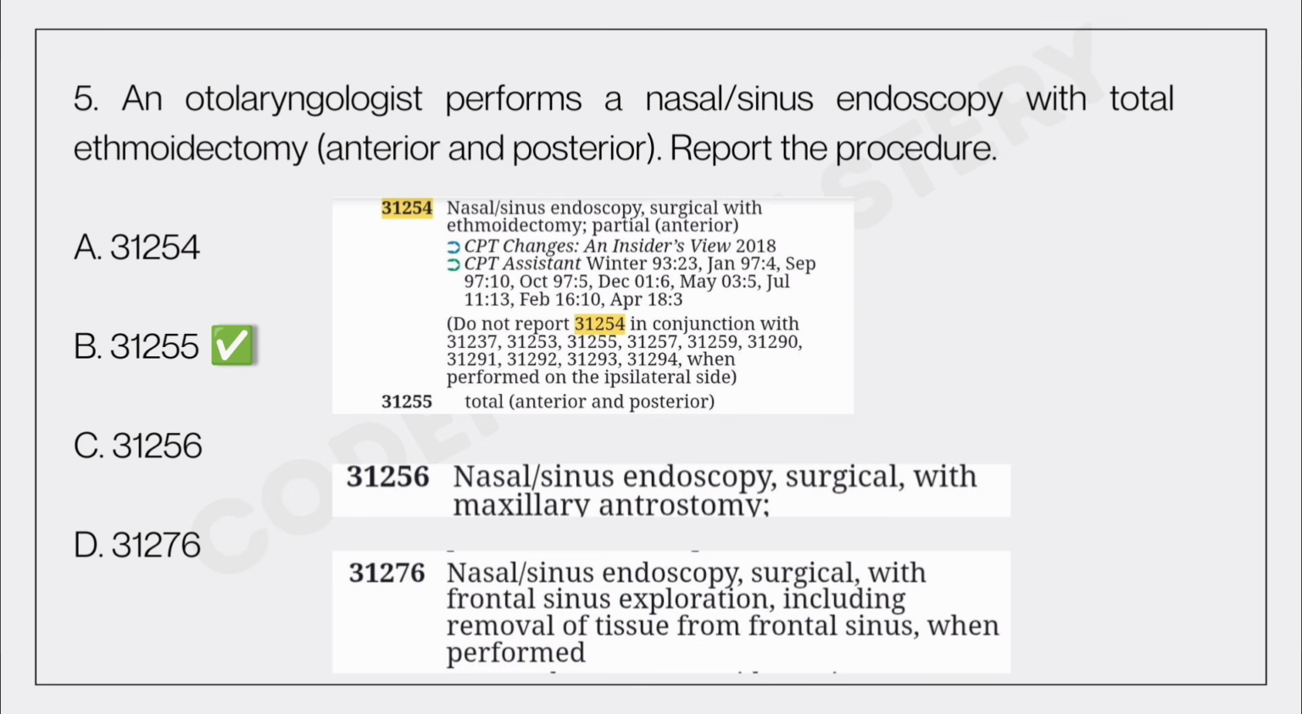31254 is only for anterior, so it is wrong. And option C 31256 is for maxillary antrostomy, that is not mentioned in the question. And 31276 is for frontal sinus exploration, including removal of tissue from frontal sinus. That procedure is also not performed here. So the right answer is option B.